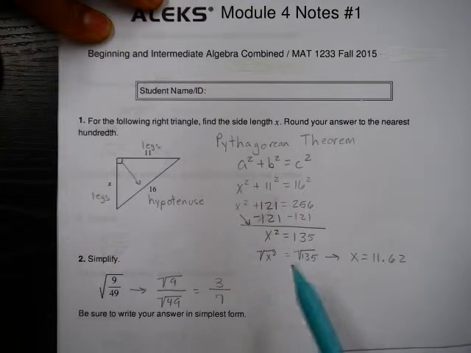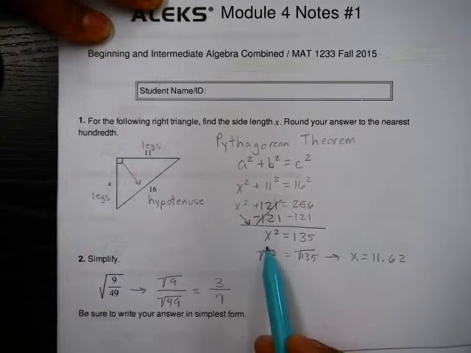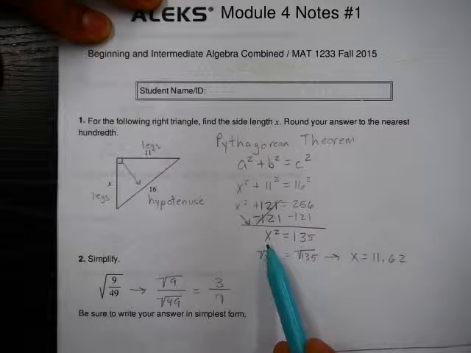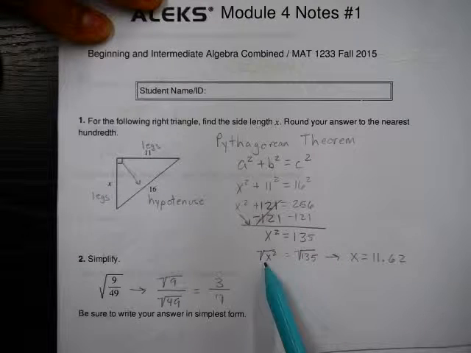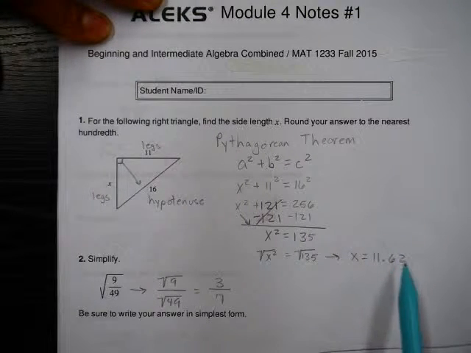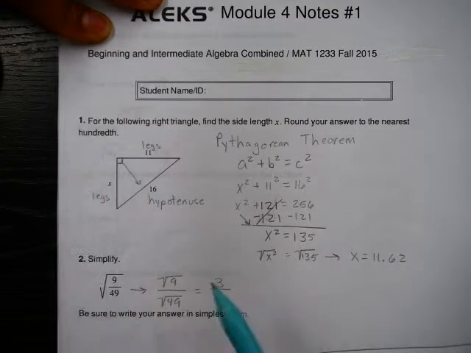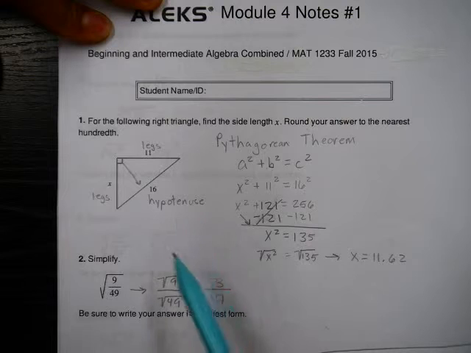Get x squared by itself, so I subtract 121 from both sides, so my 121s cancel out, bring down your x squared. 256 minus 121 is 135, so I have x squared equals 135, but I do not want x squared, I want x, so I take the square root of both sides: the square root of x squared equals the square root of 135. The square root of x squared is x, and then the square root of 135, you can plug that into your calculator. You should get 11.62 when you round to the nearest 100. Knowing your sides and where to plug in is very key for solving right triangles.